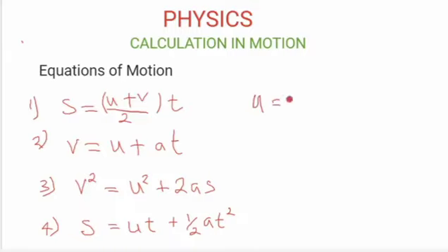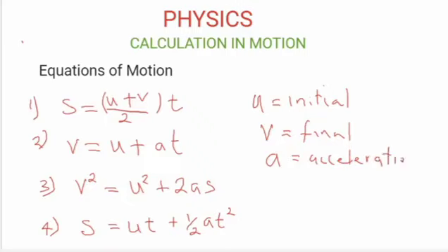U represents initial velocity, V represents final velocity, A represents acceleration, okay? T represents time. Anywhere we see T in the equation, it means time. And then finally, S represents distance. So let's begin the calculation.